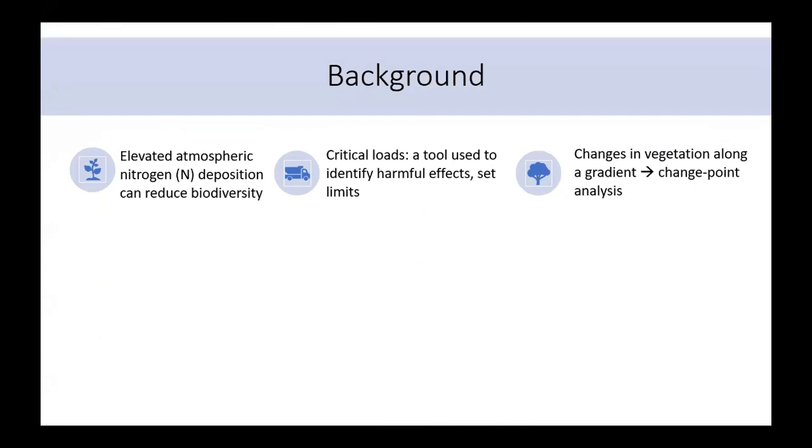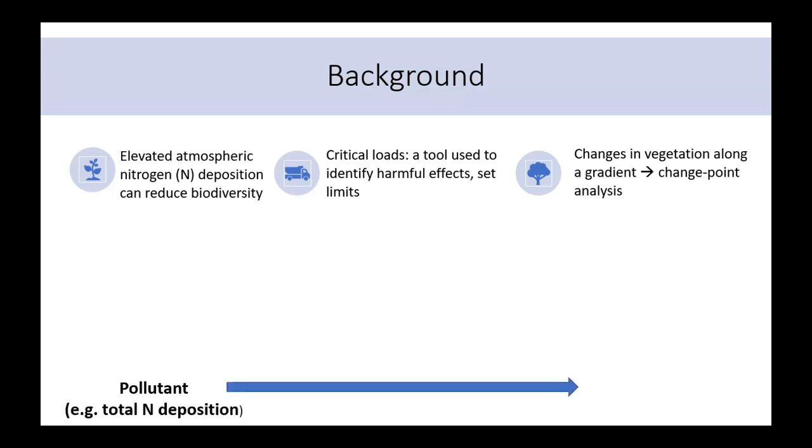Okay, so I have three key pieces of background information before I start into our study. The first is that elevated atmospheric nitrogen deposition is thought to be one of the key drivers of biodiversity loss globally. These nitrogen compounds are the ones that are emitted from things like burning fossil fuels or agricultural emissions. They get up into the air, they come back down. Okay, so that's our pollutant, and it has an environmental impact.